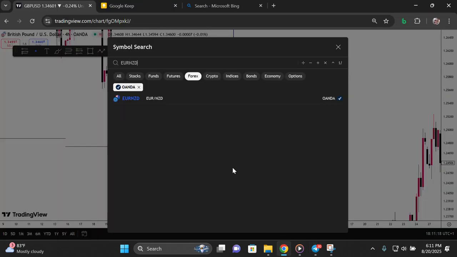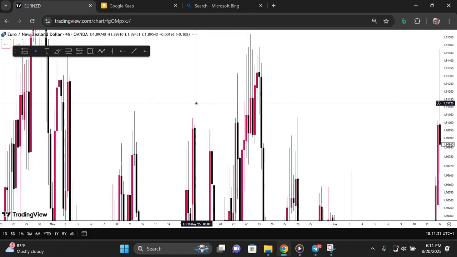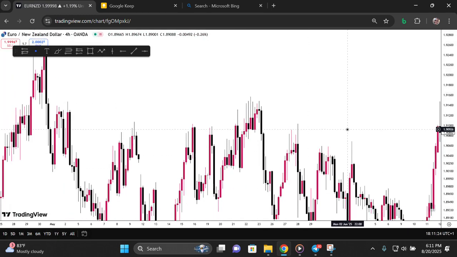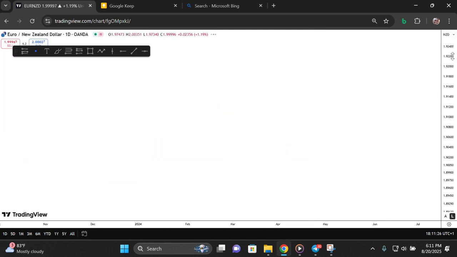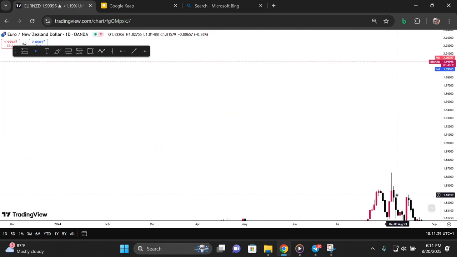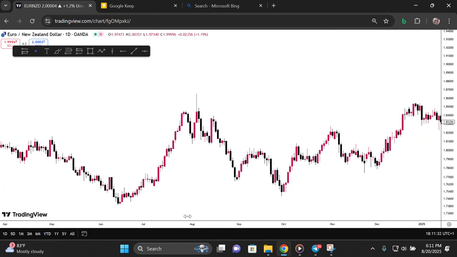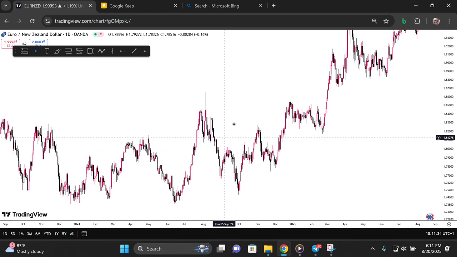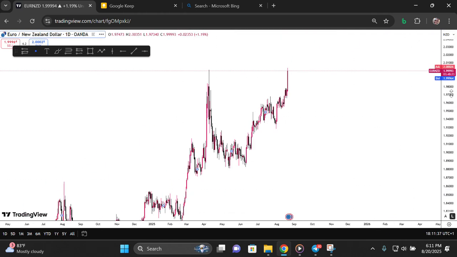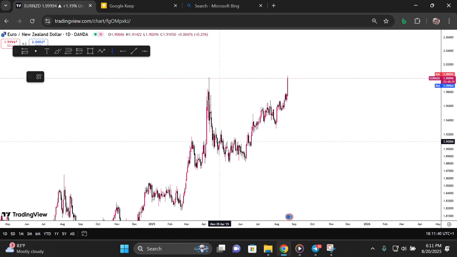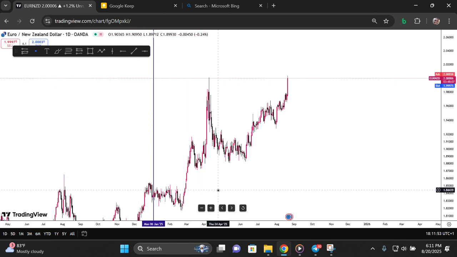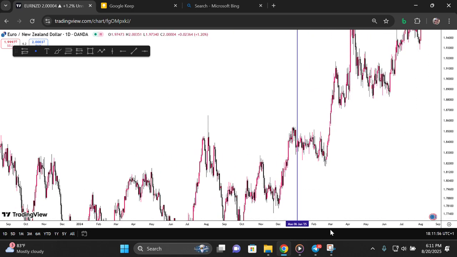Euro NZD. So it happened on the 7th of January 2025. So let's check. Is this okay? This is 2024. Let's go to 2025, the 7th of January 2025. Okay. This is the 7th of January. Now for what you can see, 7th of January 2025.